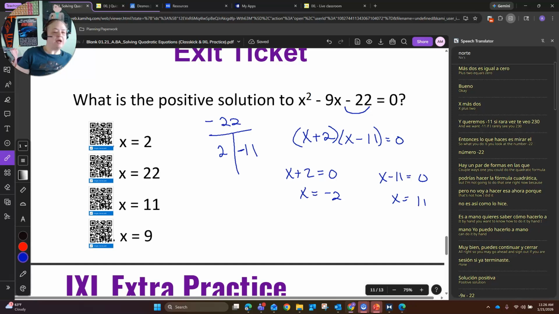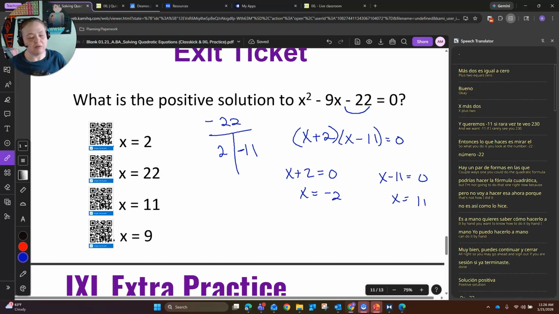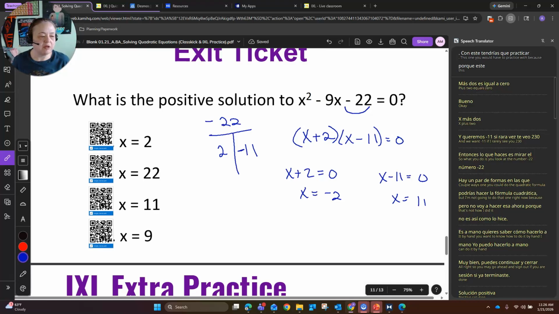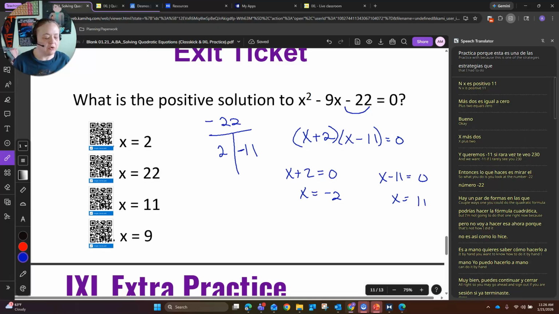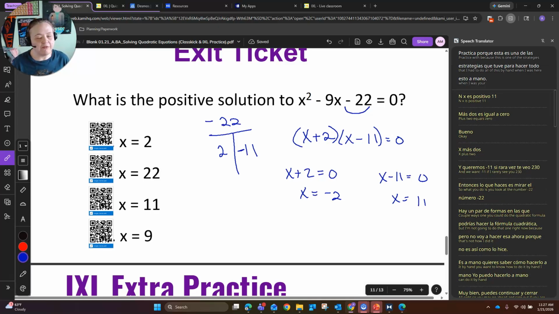This one you would have to practice with because this is one of the strategies that I had to do all of this by hand when I was your age. When I was your age, we weren't able to use calculators on our EOC test, our end of course exam. So we had to factor everything by hand.